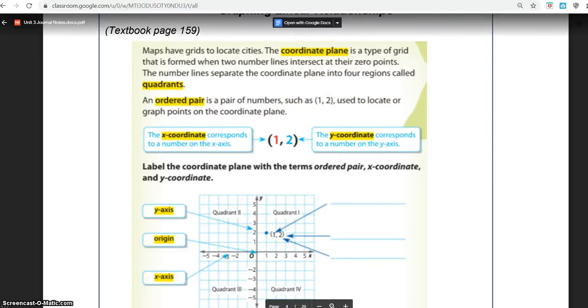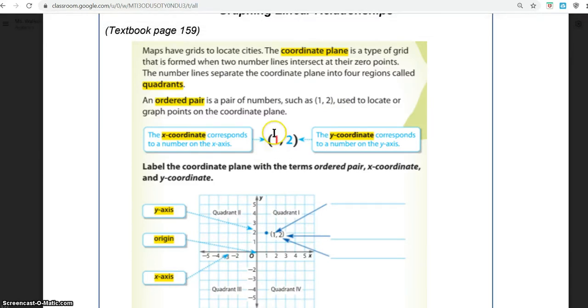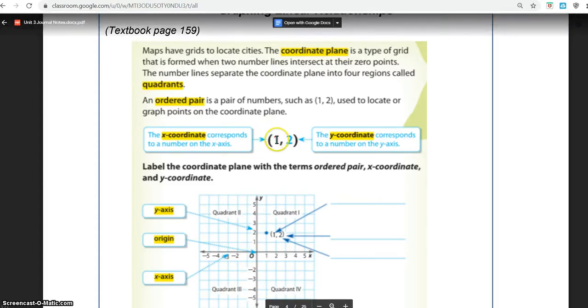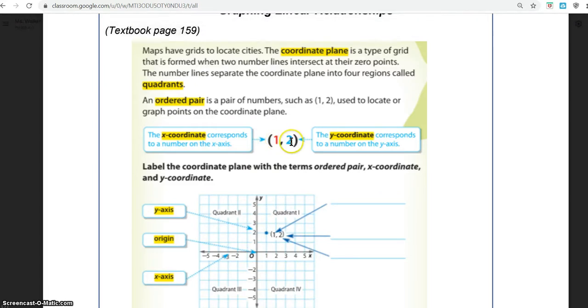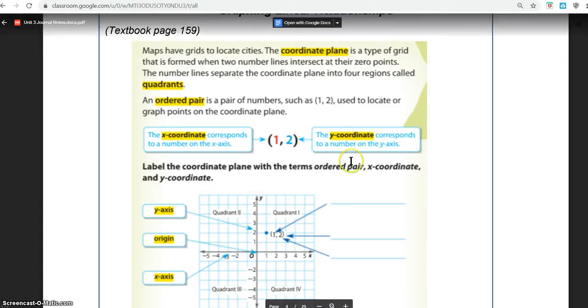So when we have our ordered pair, we have two numbers here. The first number is the x-coordinate. This tells you how much to count either right or left from the origin. If it's positive, we go right. If it's negative, we go left. The second number tells us to go up or down from that point. If it's positive, up. If it's negative, down.